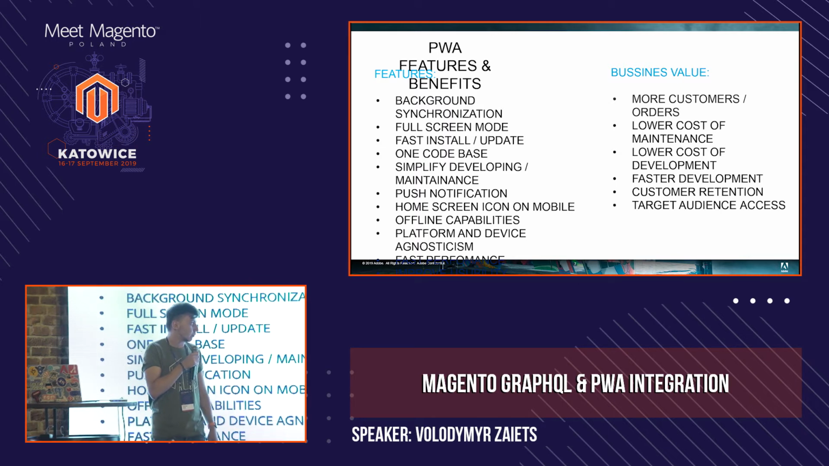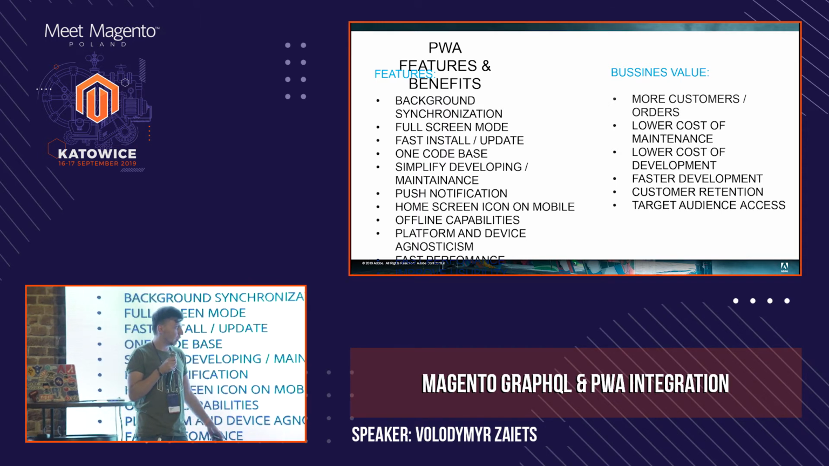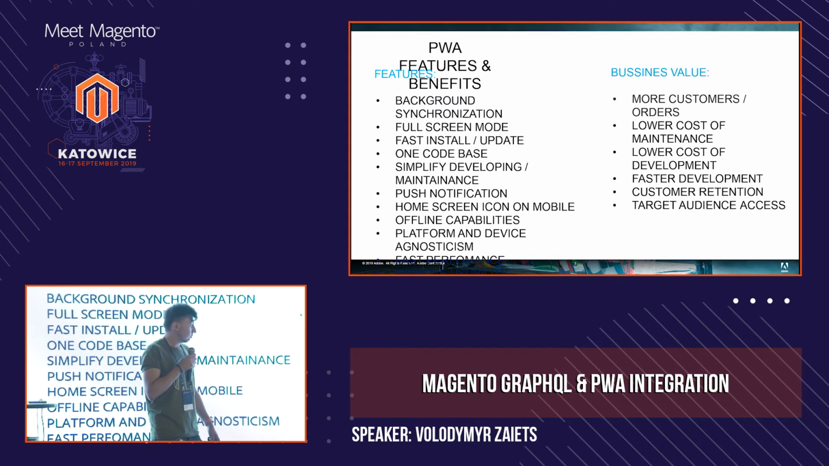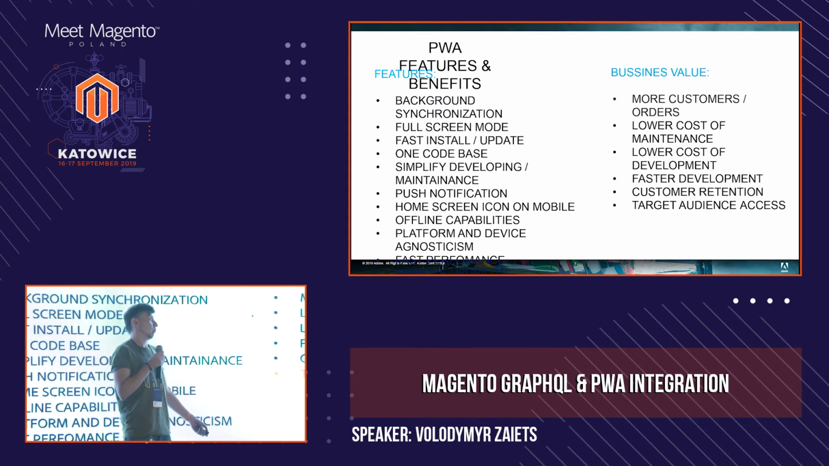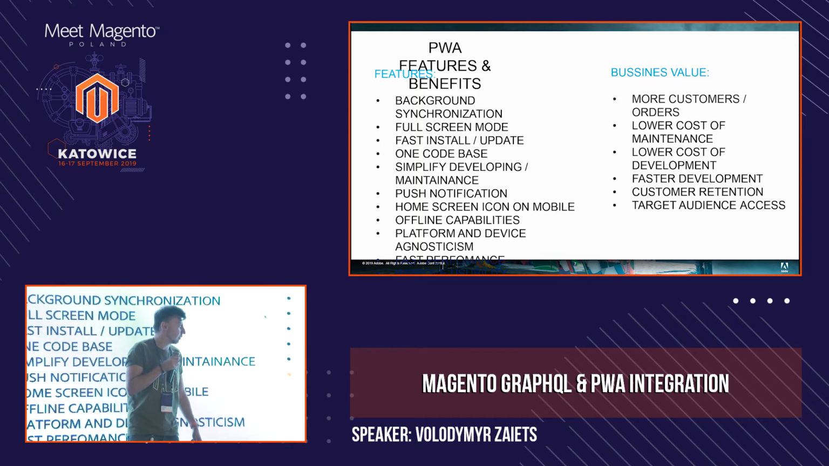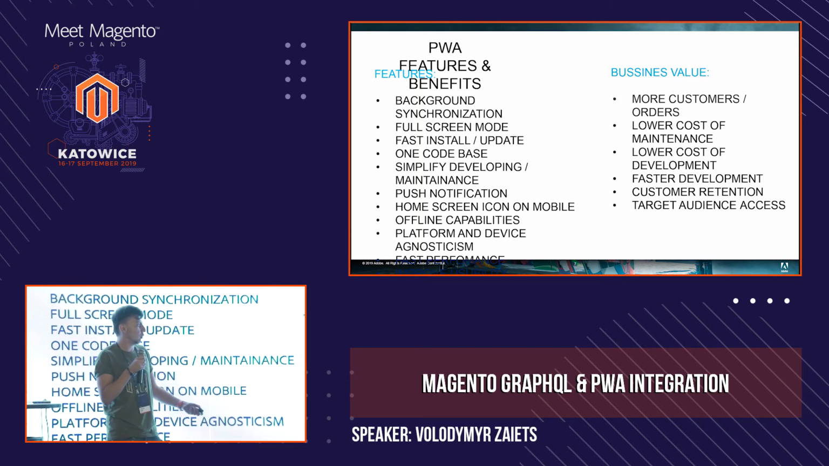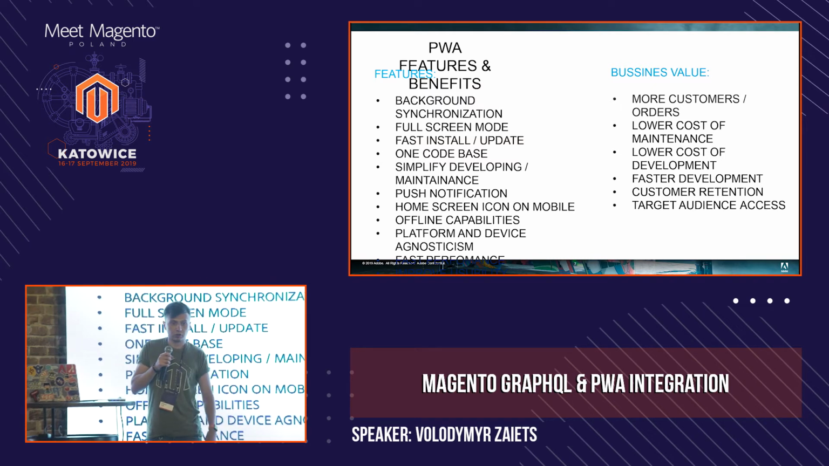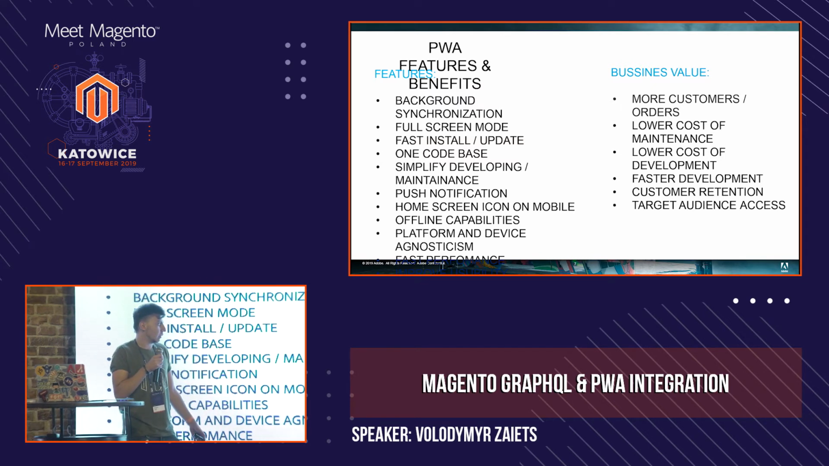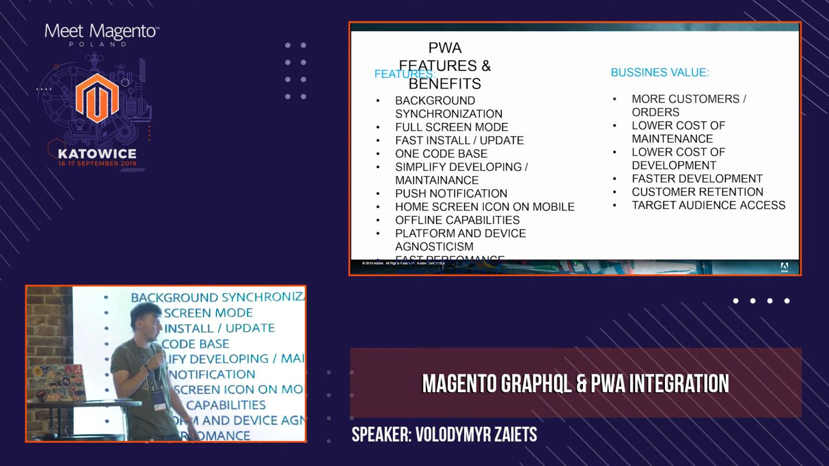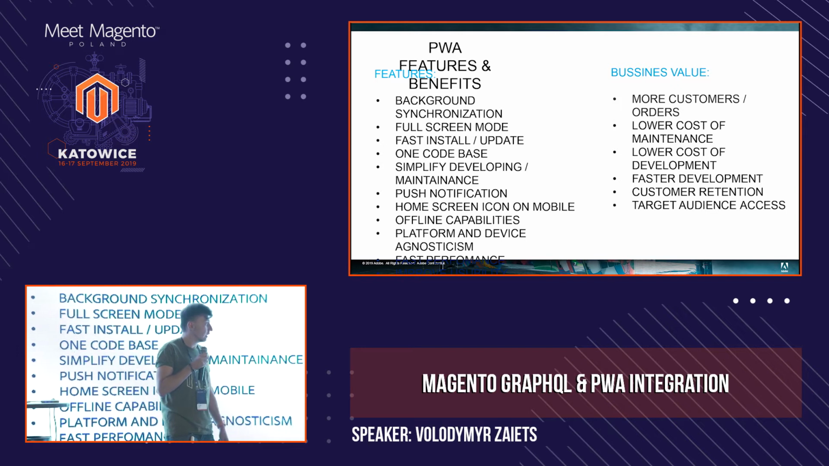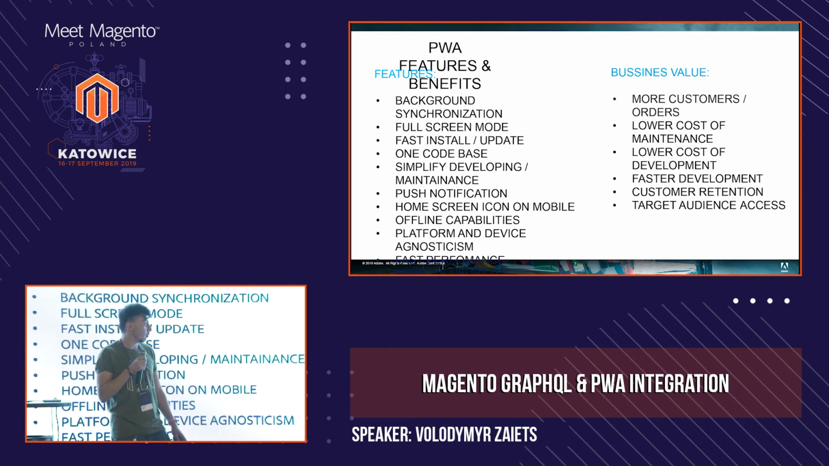Target audience success. Usually, when we install some native application, we're interested in it, and we usually allow it to send push notifications to us. We can use this to promote products, and it will increase the chance that the customer will be interested in our product.